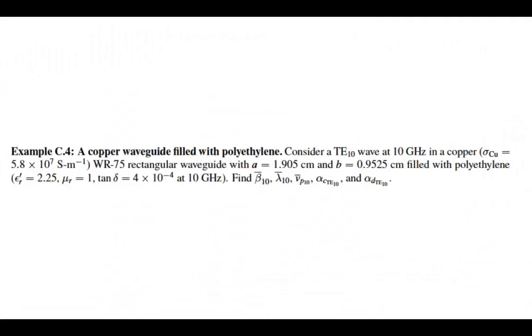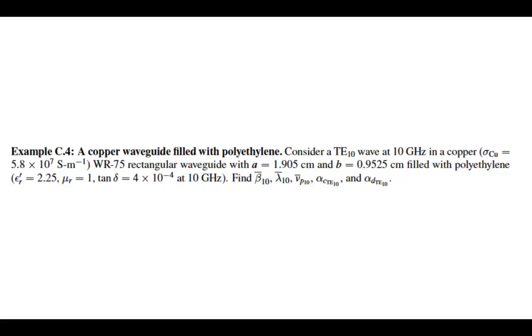Alright, this particular example is one that we worked in class. It's also one that is relevant to your project, so I know you're probably mostly familiar with how to do this. But we'll go back over it and I'll make a few comments. So basically here we're considering a TE10 wave at 10 gigahertz in a copper rectangular waveguide.